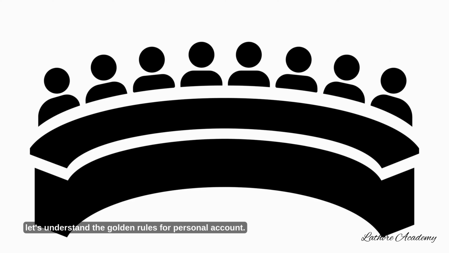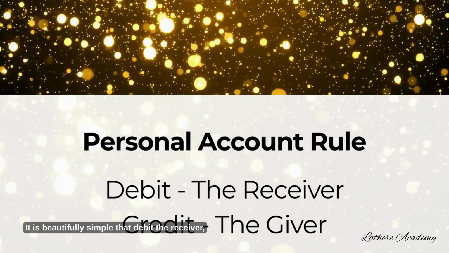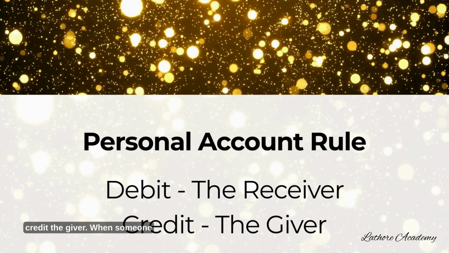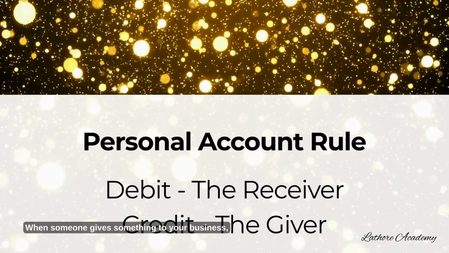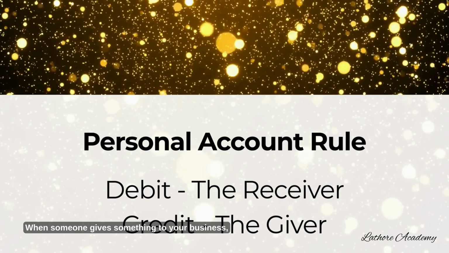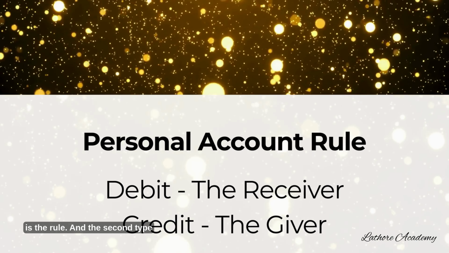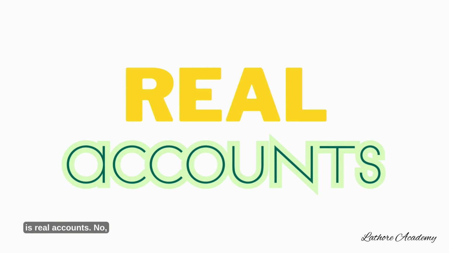So let's understand the golden rules for personal account. It is beautifully simple: debit the receiver, credit the giver. When someone receives something from your business, you debit them. When someone gives something to your business, you credit them. This is the rule.